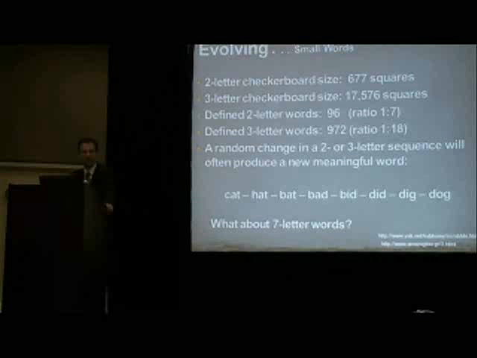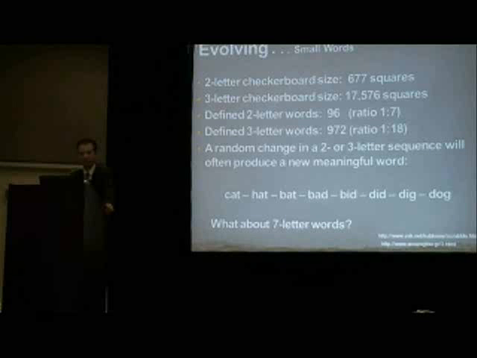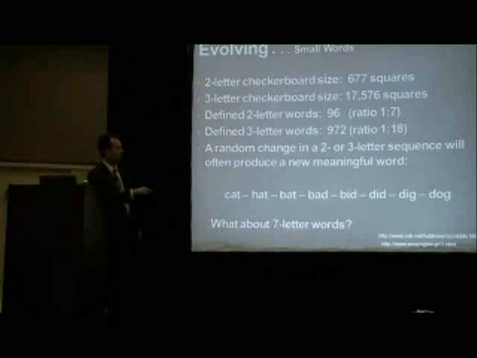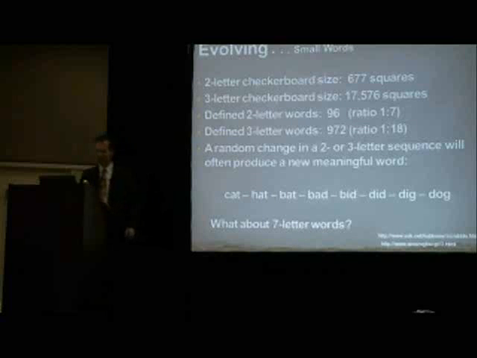The 2-letter words in the dictionary are 96, so the ratio is 1 in 7. And the 3-letter words are 972, so the ratio is 1 in 18. And so that's why, with these fairly high ratios, you can get interconnected sequences like this.